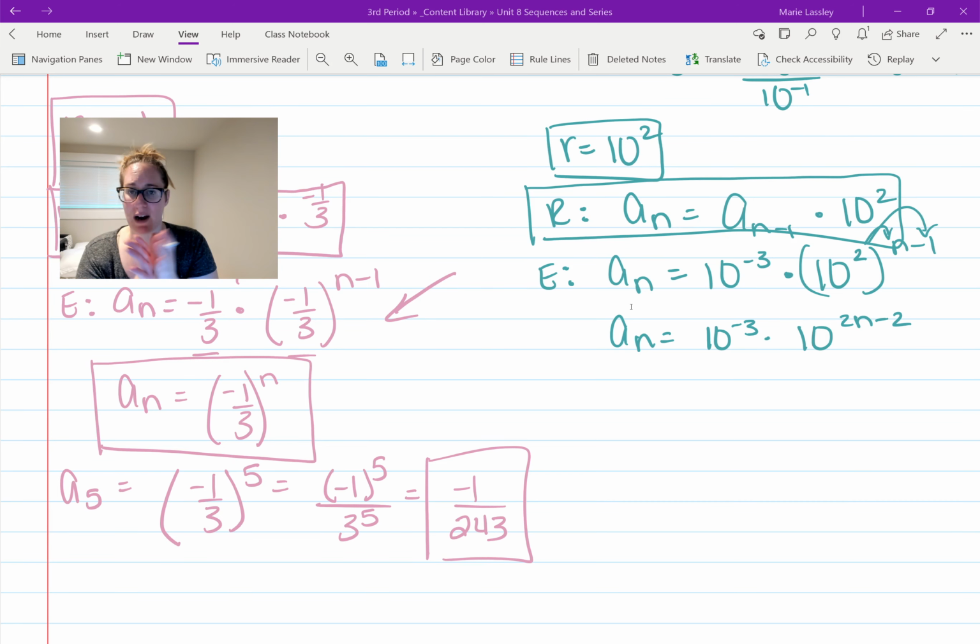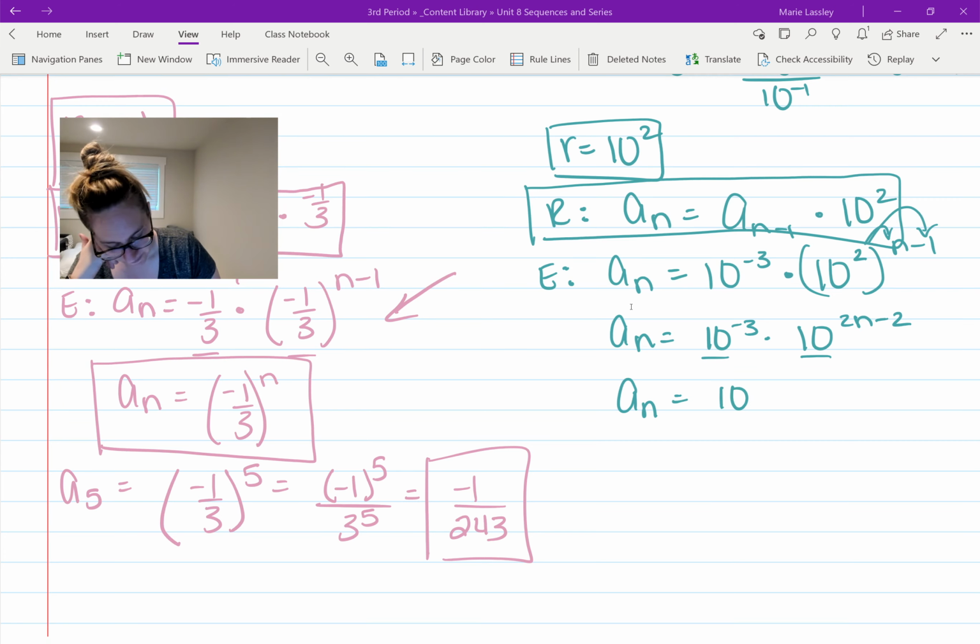Now because we do have the same base, again, even though I told you it was rare. It is really not that common. I guess I just picked some problems that had it happen. Anyways, we're multiplying bases with the same base, so we want to add our exponents. We have 2n minus 2, and then we have a minus 3. So we add, and that gives us a sub n equals 10 to the 2n minus 5. And that is our explicit equation.